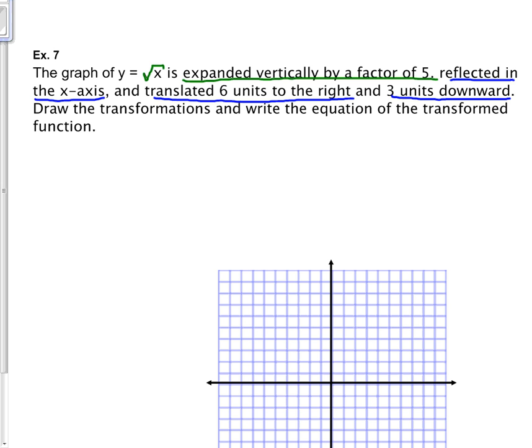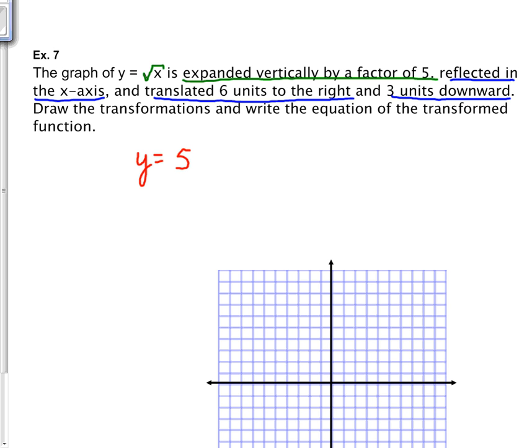I would do an equation first. Y equals. The first thing they suggest is that we expand it vertically by a factor of 5. Yes, that is usually the first thing that we see working left to right. So my 5 goes outside of the parent function. Then we have reflected in the x-axis, which is a vertical change because I'm moving my ups to downs and downs to ups.